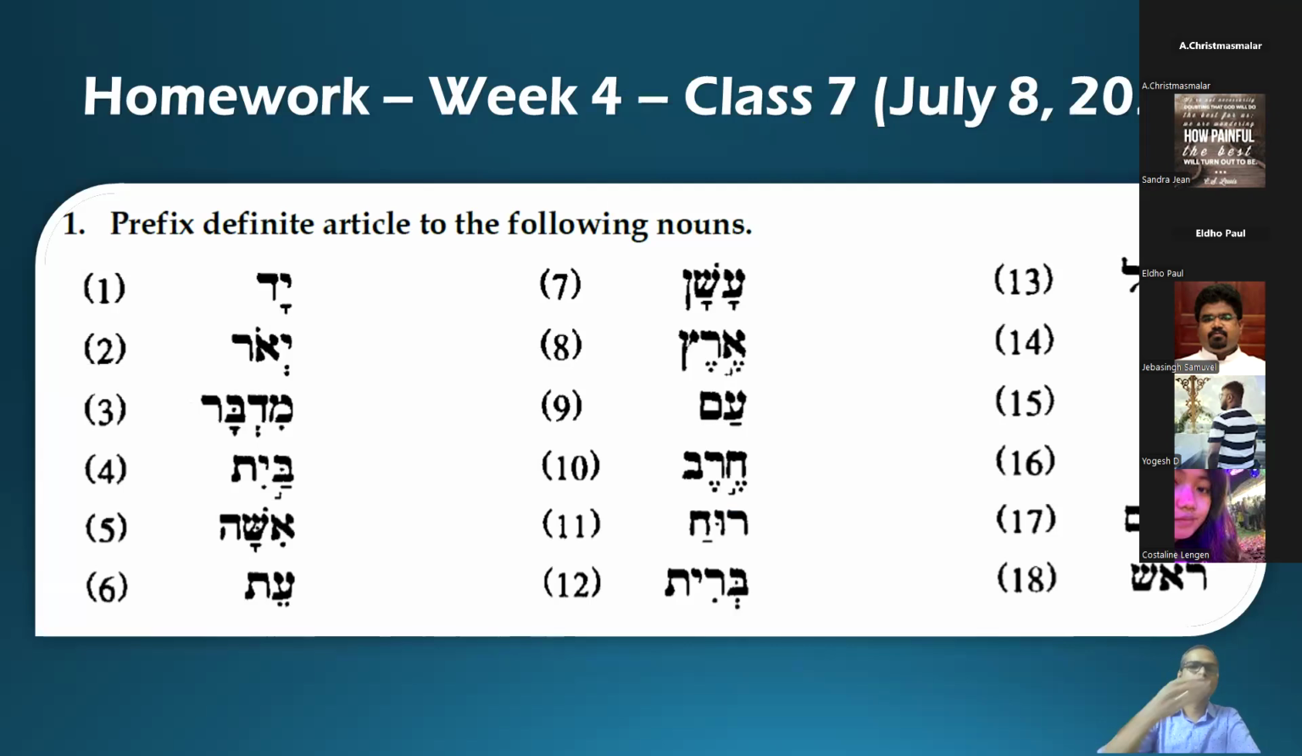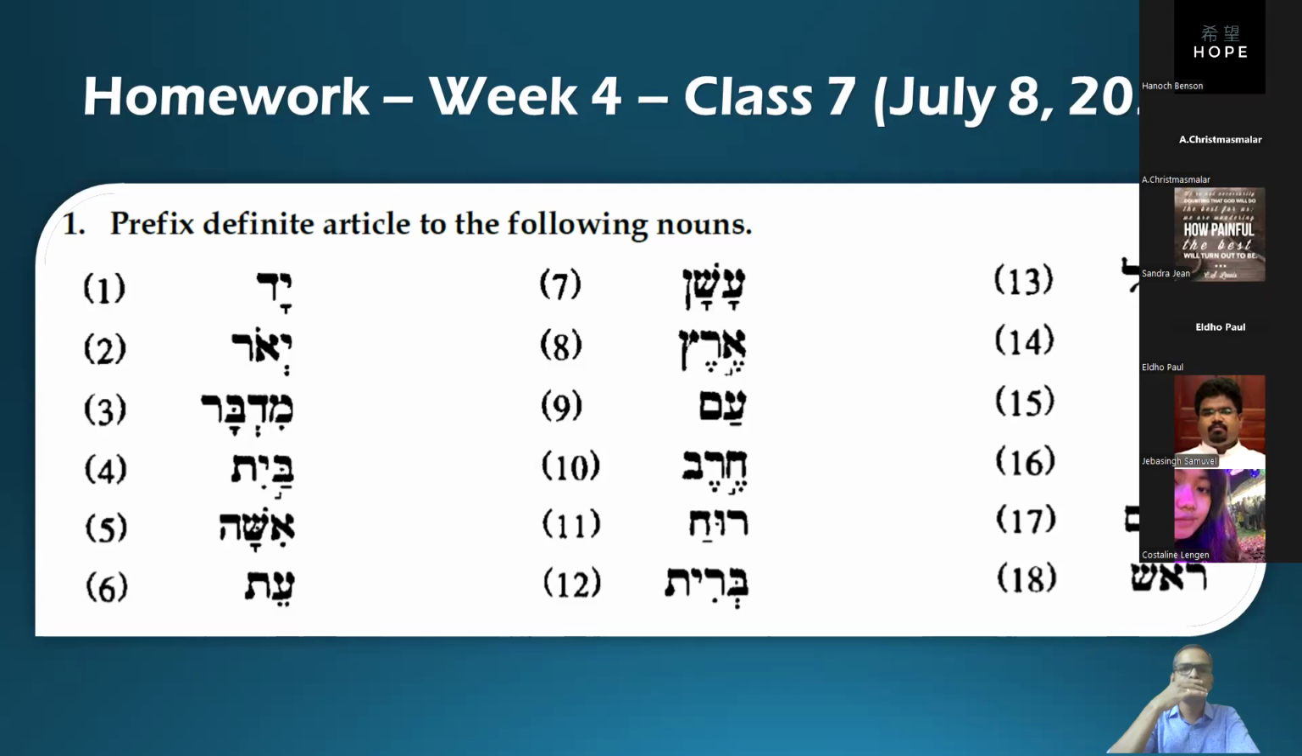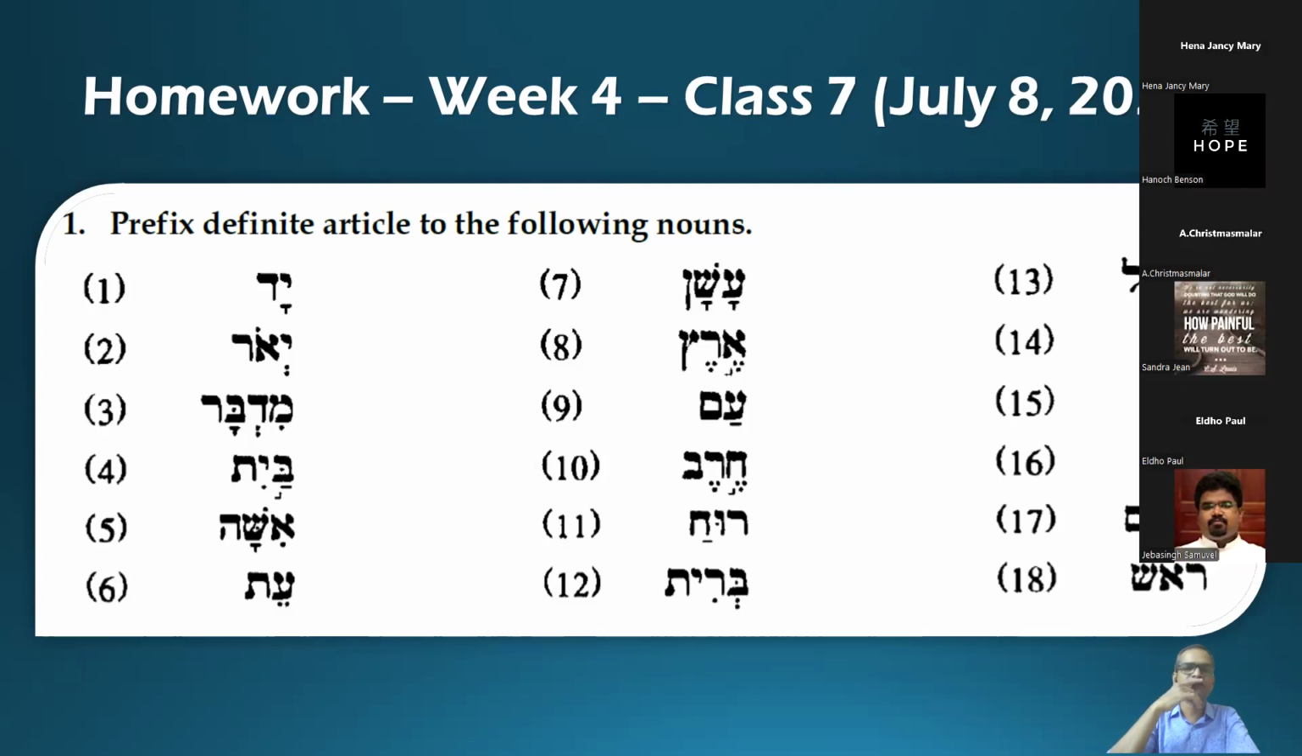Yogesh, can you prefix the definite article to number 1, 2, and 3? First read the word and then read it along with the definite article. What is the definite article? Ha. Okay. Will there be Dagesh Forte? Yes, sir. Where will it be placed? In yod. Okay. Very good. Hayad. Any idea what is the meaning, translation? Yad is what? Hand. Yeah. The hand. Exactly. The hand.